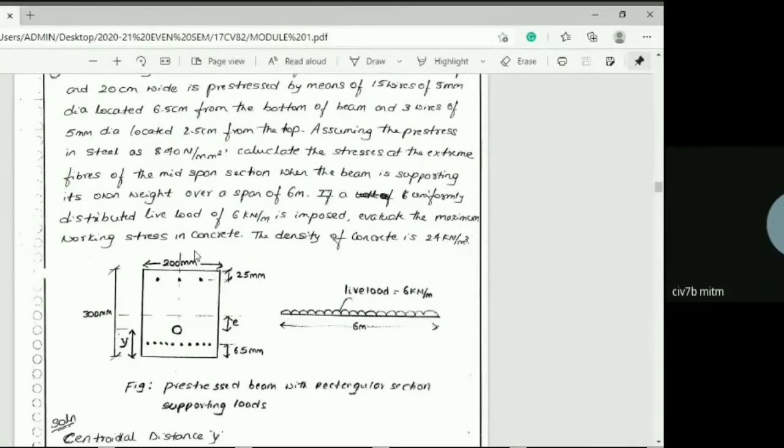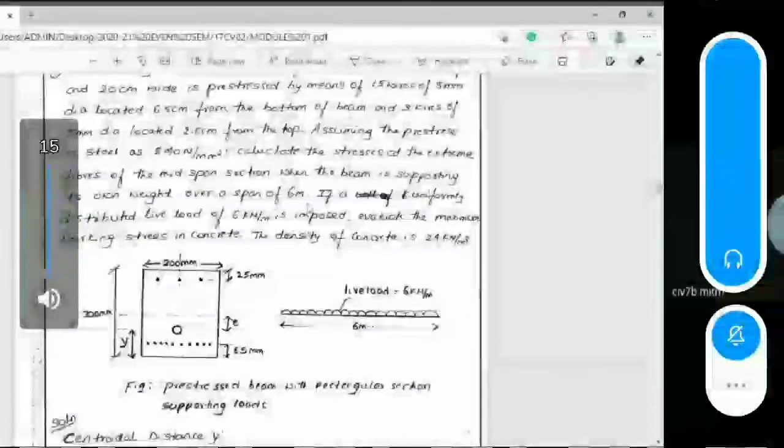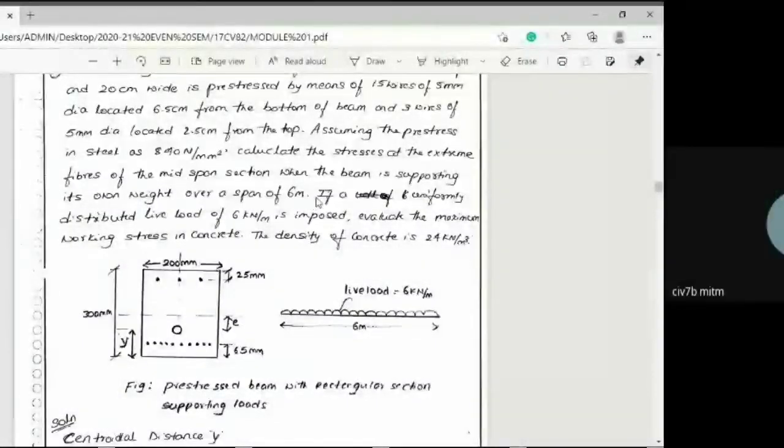Calculate the stresses at extreme fiber of the midspan section when the beam is supporting its own weight over a span of 6 meter. If a uniformly distributed live load of 6 kilonewton per meter is imposed, evaluate the maximum working stress in concrete. Consider the density of concrete as 24 kilonewton per meter cube.